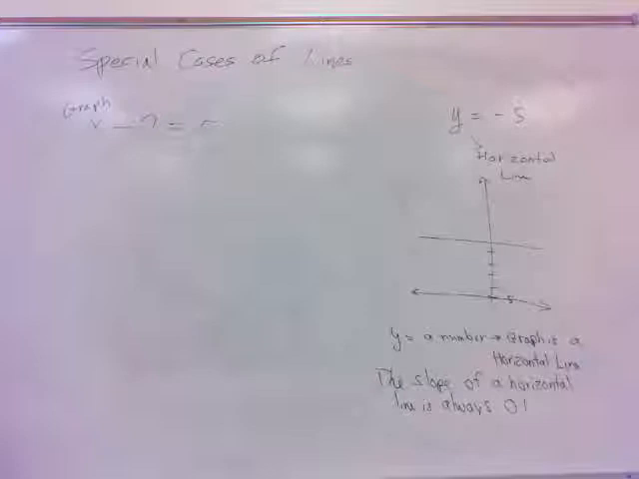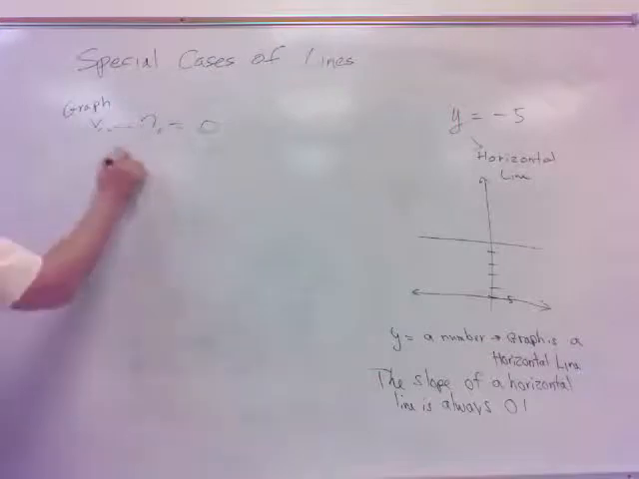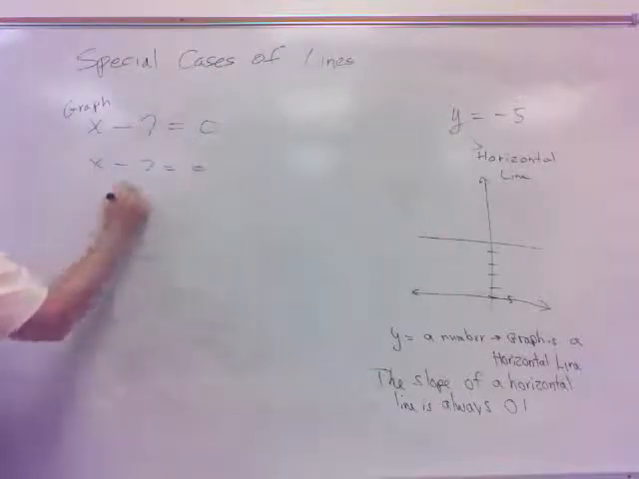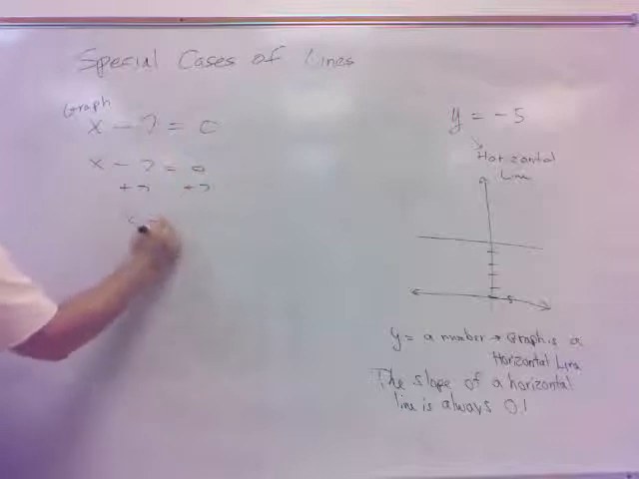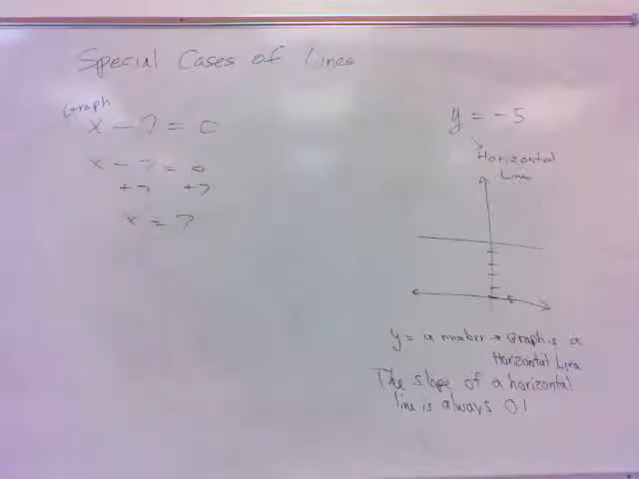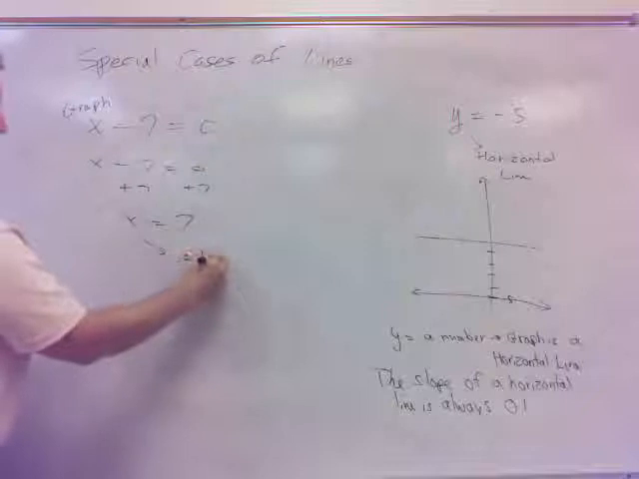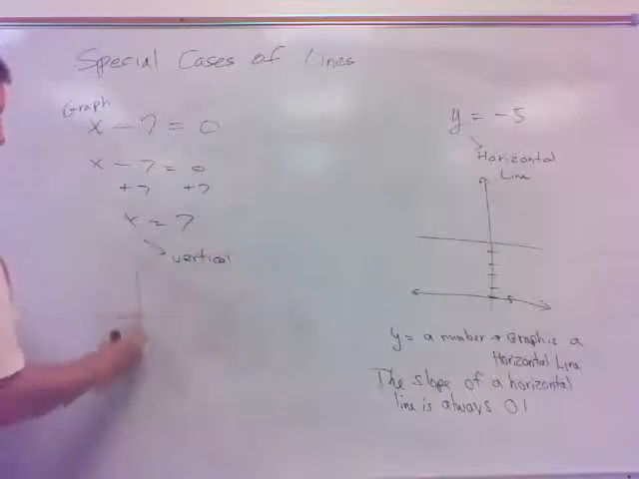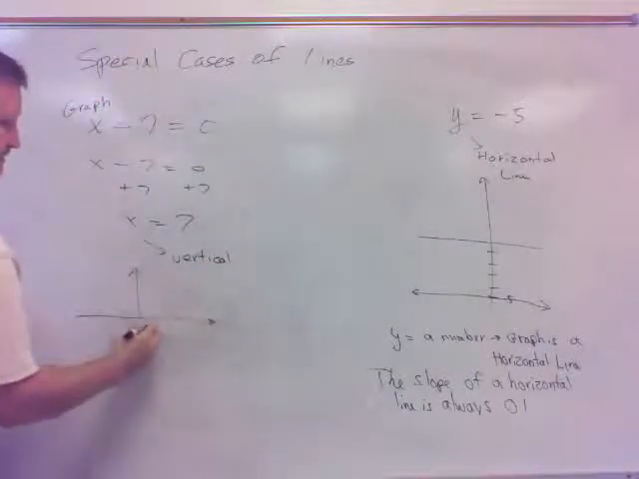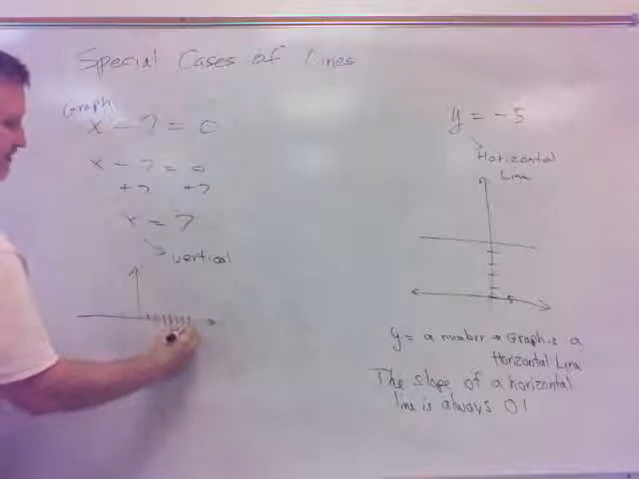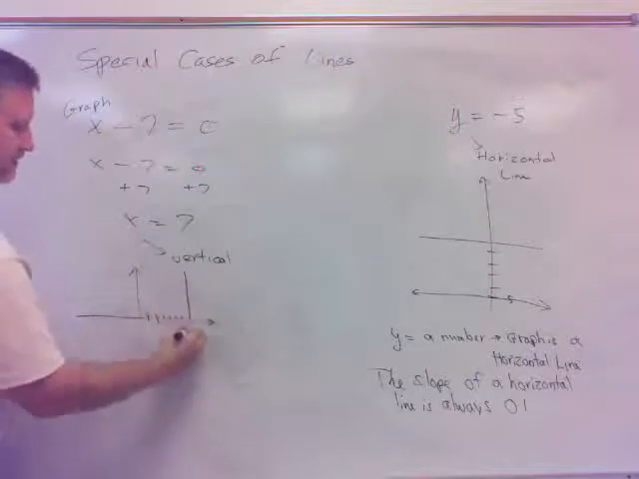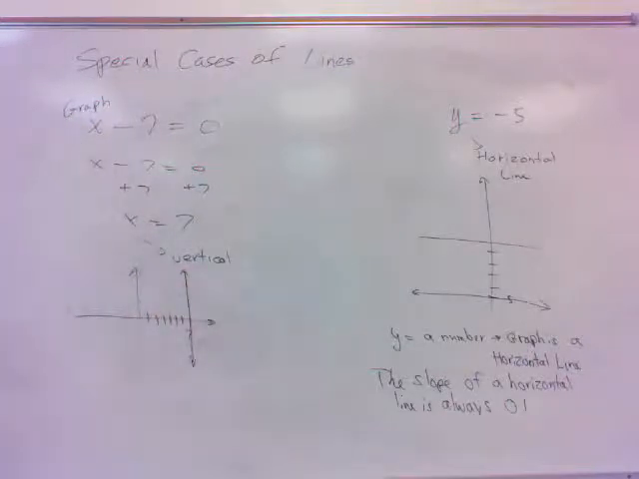Move the 7 to the other side, yeah. If I add 7 to both sides, adjust my equation just a little bit, I get x equals 7, and what do we know about an x equals 7 line? X is always 7, so it's a vertical line, isn't it? X equals a number is a vertical. So my line is going to be a vertical line through 7.